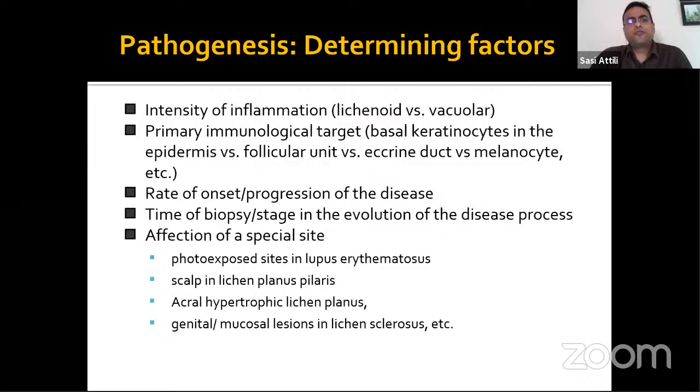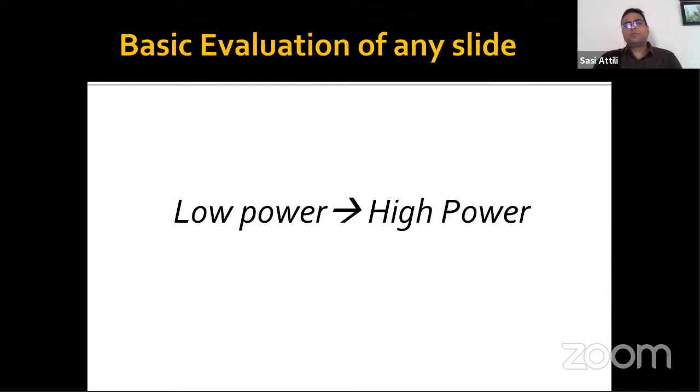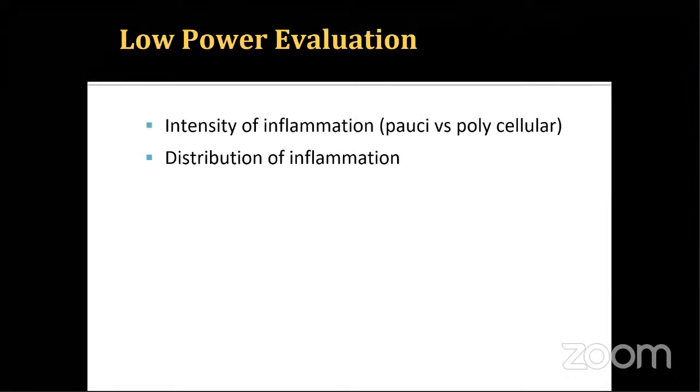And then effects of special sites may affect the pathological features. For example, photoexposed sites in LE, scalp in lichen planopilaris, acral areas usually leading to hypertrophic lichen planus, genital mucosal lesions, then you're dealing with lichen sclerosus. So these again affect the pathological features. Now, the way I was taught, you evaluate any slide from low power to high power. That is the way I was taught, and this is what I am going to explain here.